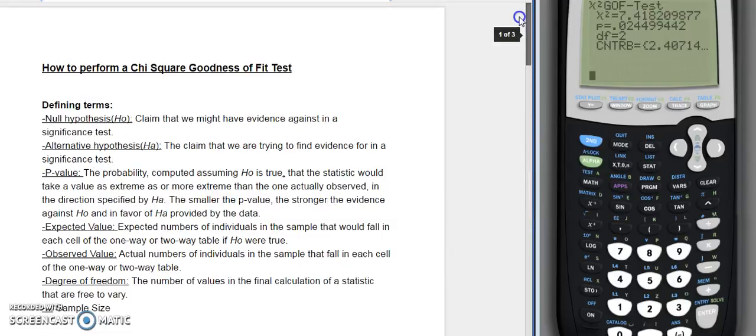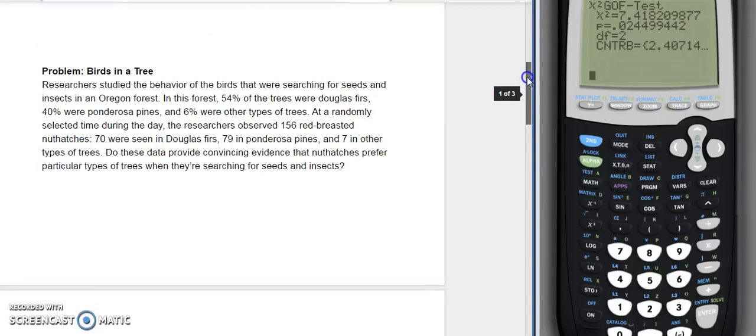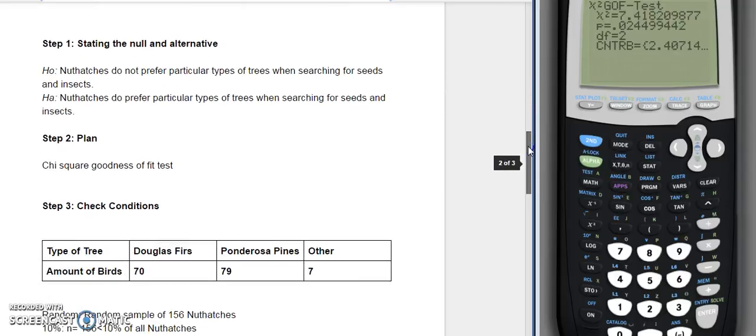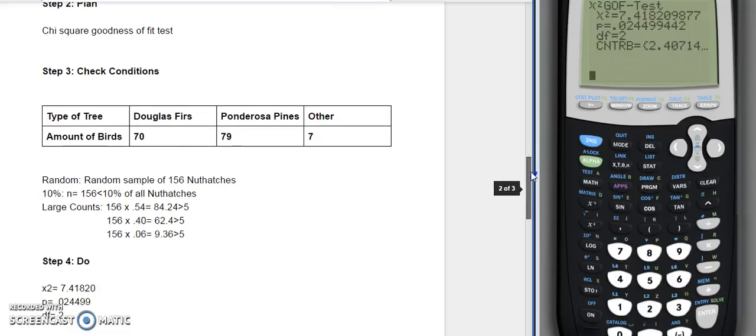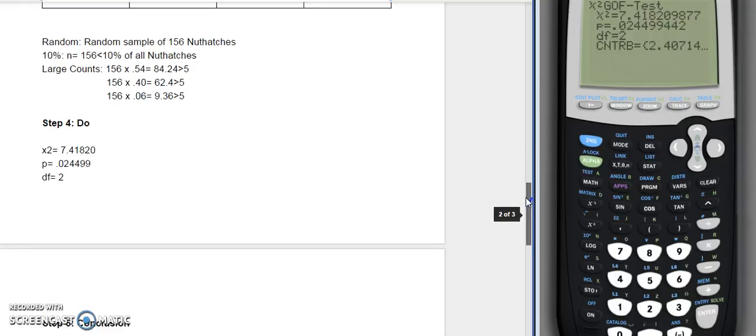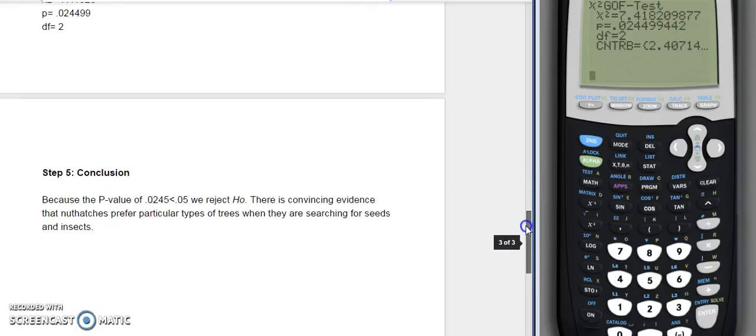In this presentation, I demonstrated how to perform a chi-square goodness of fit test. First, by defining the terms. To recap, Step 1 is stating the null and alternative. Step 2 is to plan out the test you'll be completing. Step 3 is to check the conditions. For a chi-square goodness of fit test, the 3 conditions are random, 10%, and large counts. Step 4 is to complete the problem using your calculator. Step 5 is the conclusion.